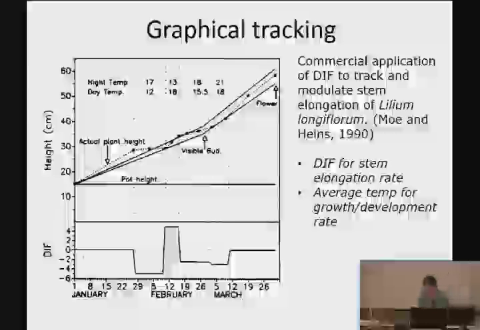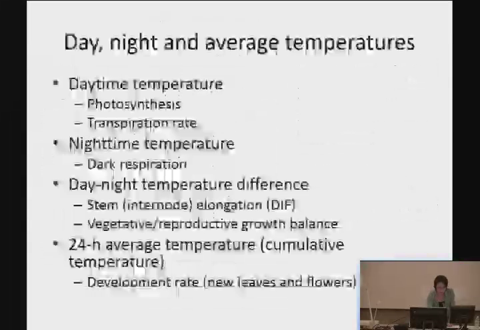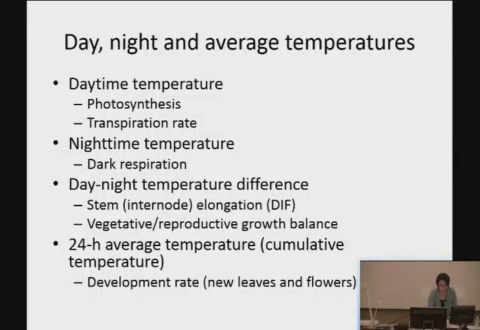All right. Okay. So summary of the slide. Day temperature affects photosynthesis, transpiration. Night temperature affects dark respiration, and day-night temperature difference affects stem elongation. And then one more thing we didn't mention today is the balance of the growth, reproductive and vegetative. We probably talk about that when we talk about carbohydrate allocation. And 24-hour average temperature is cumulative temperature, which affects the development rate of the plants.